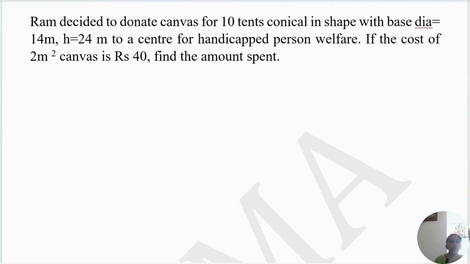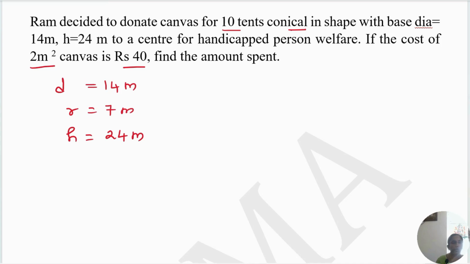Read this problem. Ram decided to donate canvas for 10 tents in a conical shape with a diameter, so diameter is given as 14 meters. So radius is equal to 7 meter and height is equal to 24 meter, to a center for handicapped person welfare. If the cost of 2 meter square canvas is 40 rupees, find the amount spent.